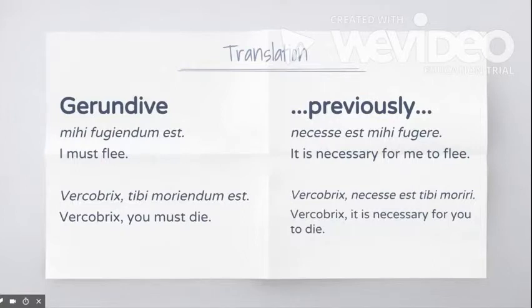Now you know a more forceful obligatory way of saying Vercobrix, you must die. Previously, you might have seen a phrase that was Vercobrix necesse est tibi mori. It is necessary for you to die. The gerundive of obligation definitely has much more of a forceful tone to it. I must flee. You must die.